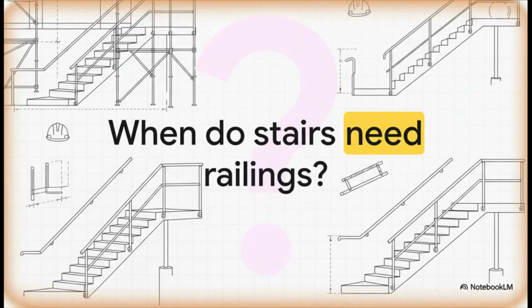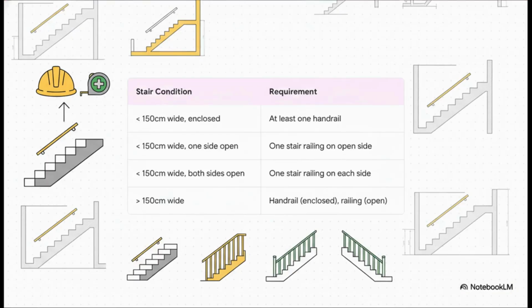Okay, what about getting from one level to another? Every site is full of stairs, both temporary and permanent. So when do they actually need railings? The rules are super specific. The rule kicks in as soon as a staircase has 4 or more risers, and this table just lays it all out with simple logic.